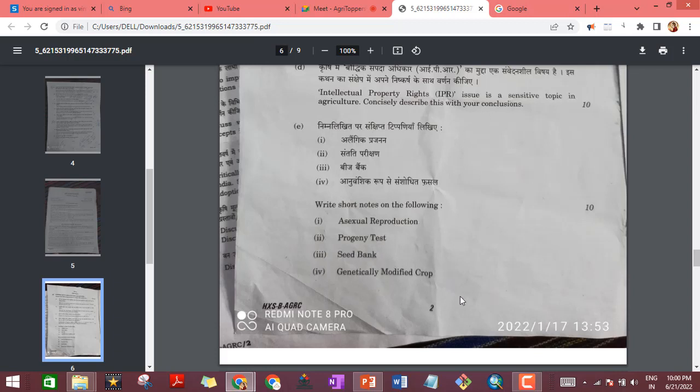See this, genetically modified crop. When I wrote the answer I just had this much, like this question, how much space is there, this much only for this GM crop, because these 3 also occupy that much space that there is no space for GM crops.